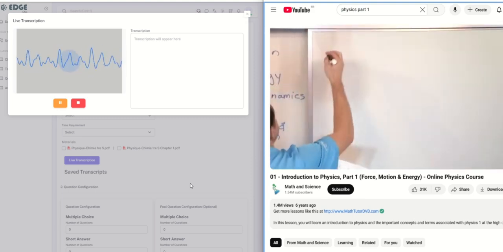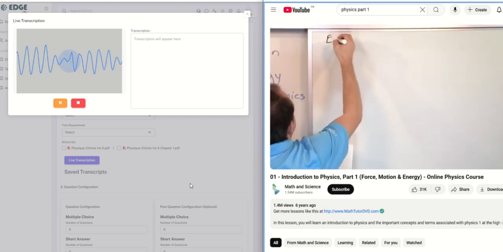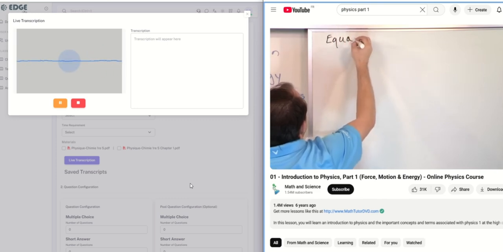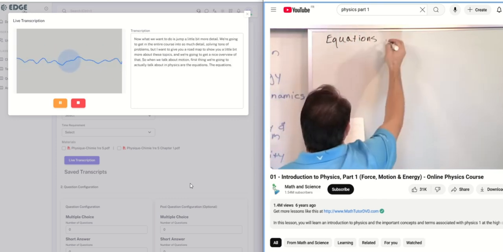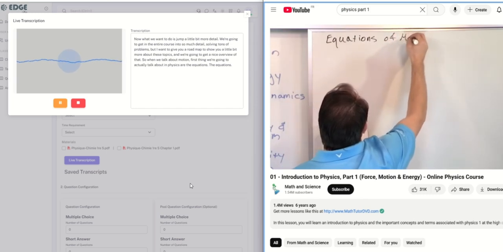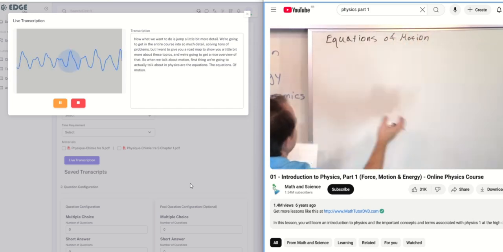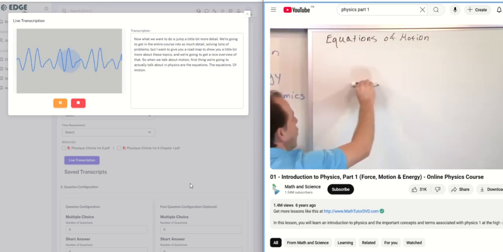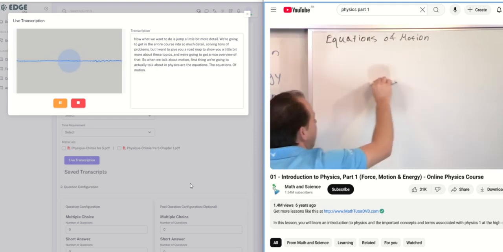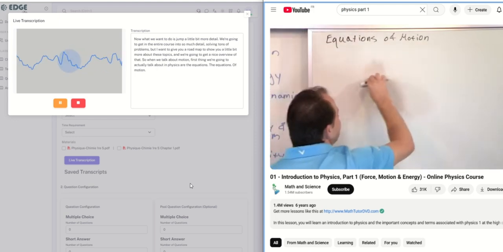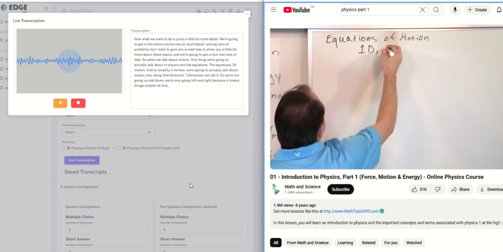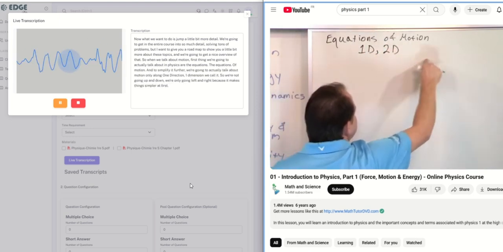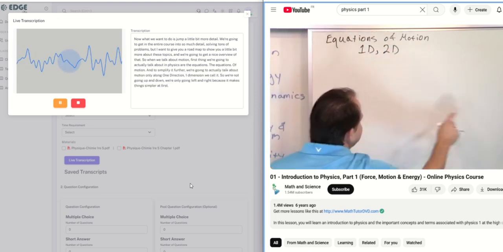So when we talk about motion, the first thing we're going to talk about in physics are the equations of motion. And to simplify it further, we're going to talk about motion only along one direction, one dimension we call it. So we're not going up and down, we're only going left and right because it makes things simpler at first. So you'll see 1D motion, and 2D motion, like throwing a ball up in the air and also horizontally.